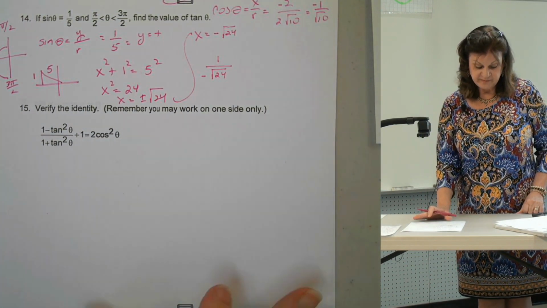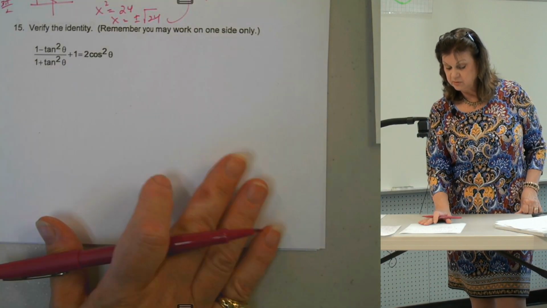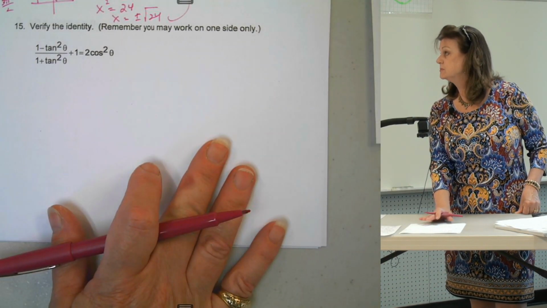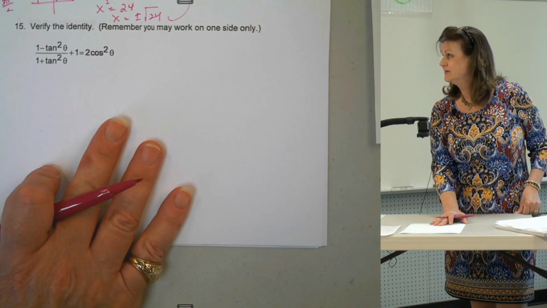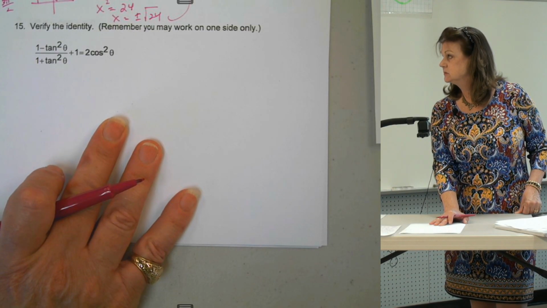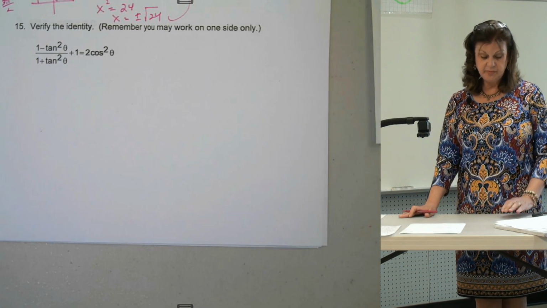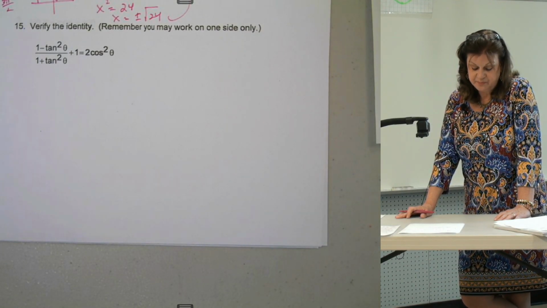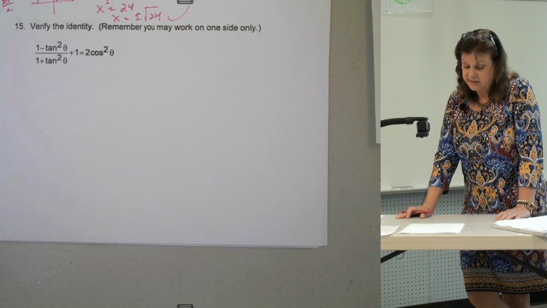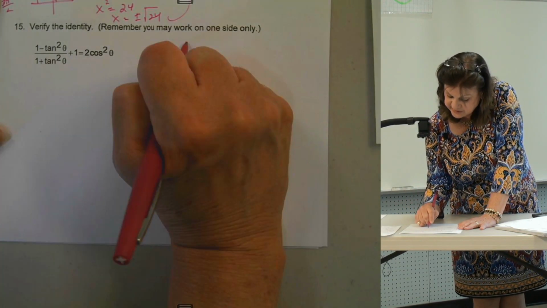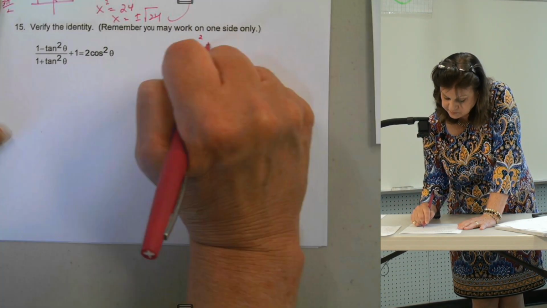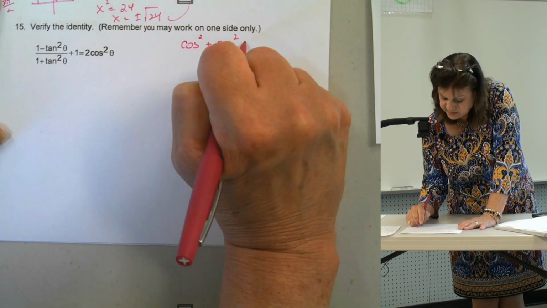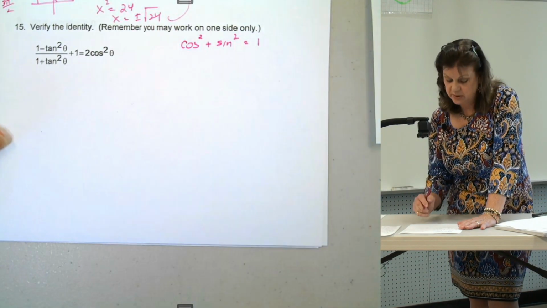Okay, verify the identity. You may work on only one side. Yikes. Now, initially, I would be thinking of Granddaddy identity. So let's just remind ourselves: a squared plus b squared is c squared, and of course it's 1.